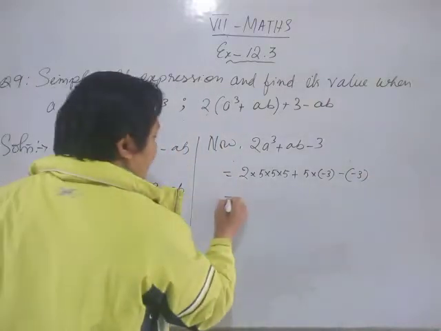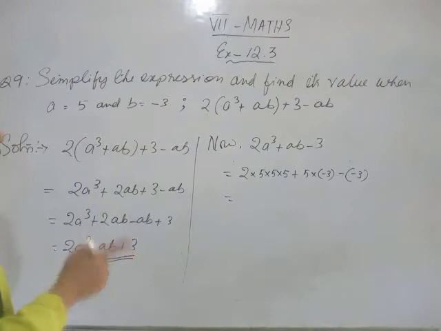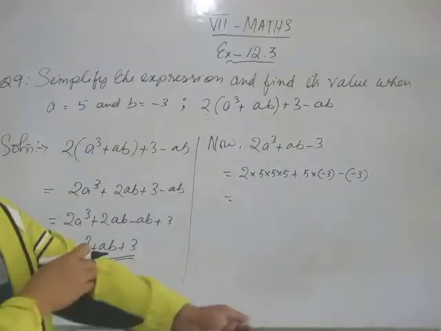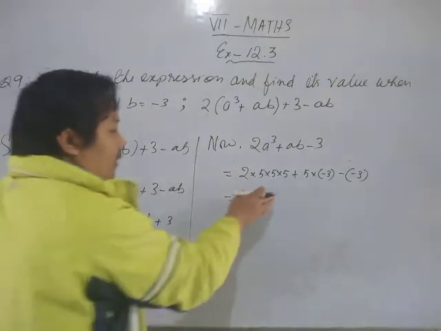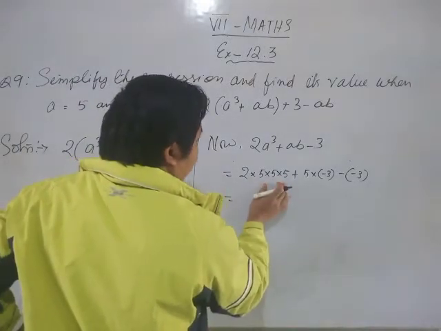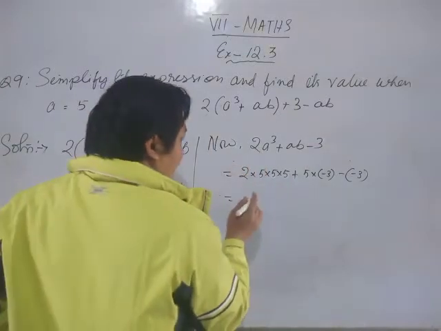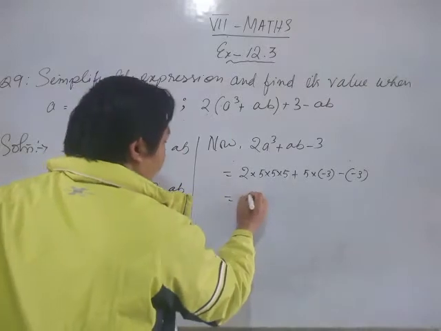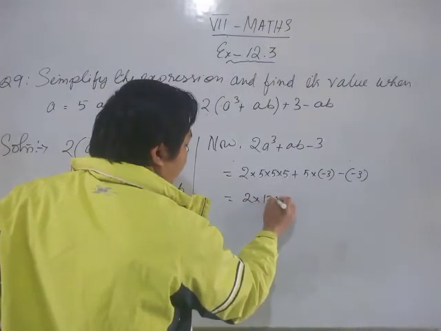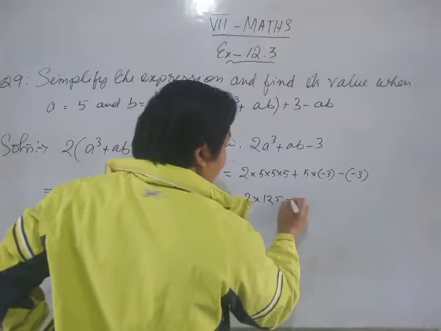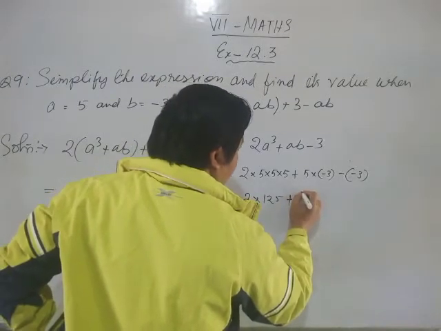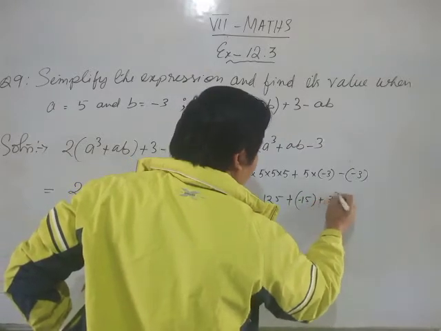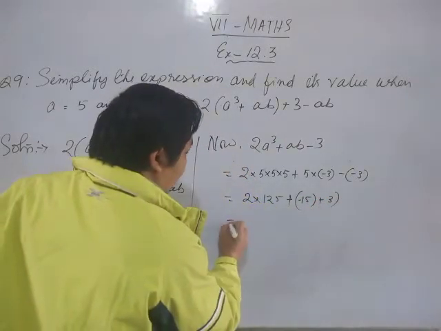So this is what we are going to get now. Okay, now let us see. A cube means we are multiplying a 3 times here. Yes, so that means 5 is multiplying 3 times here. So let us find out if you multiply 5 3 times, how much you are getting here? You are going to get here 2 into 125 plus, okay, in the bracket, minus 15 plus 3. Yes. Then let us see.